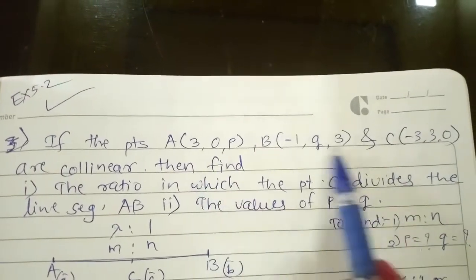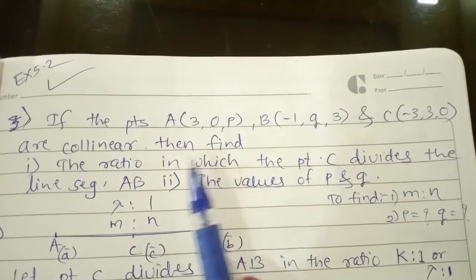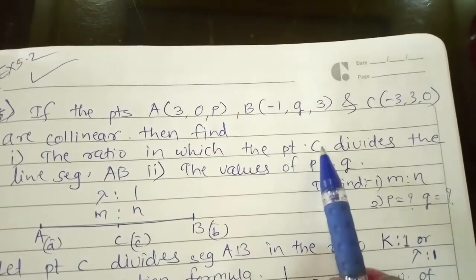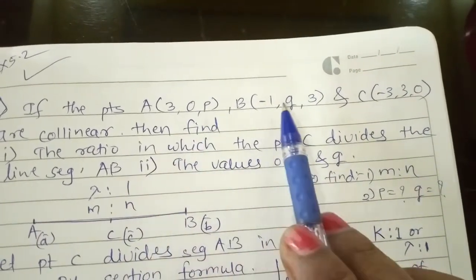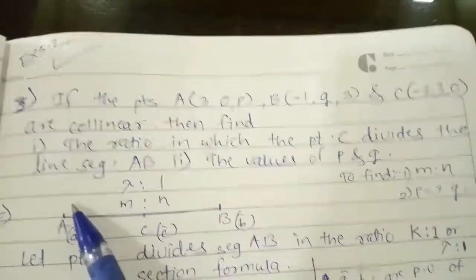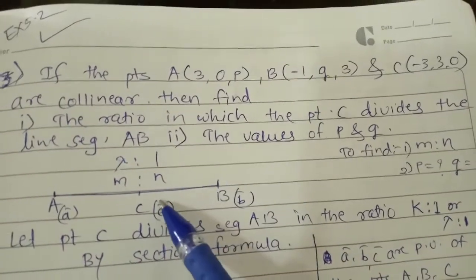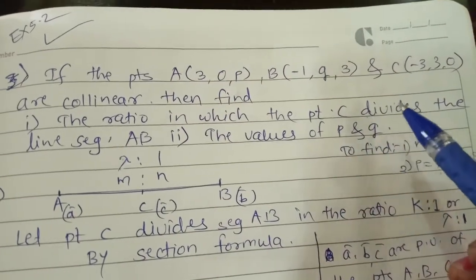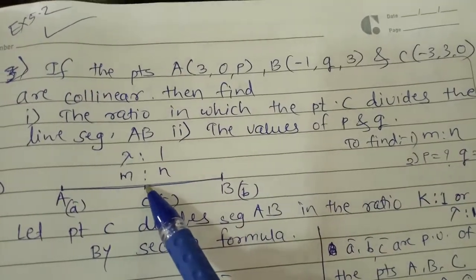We are given that these 3 points are collinear. Collinear means they lie on the same line, and we have to find in which ratio point C divides line segment AB, and also find the values of P and Q. So here is the segment AB and the point C divides it. Whenever you are given that point C divides, you have to take that it divides internally. So I am taking the point C here.